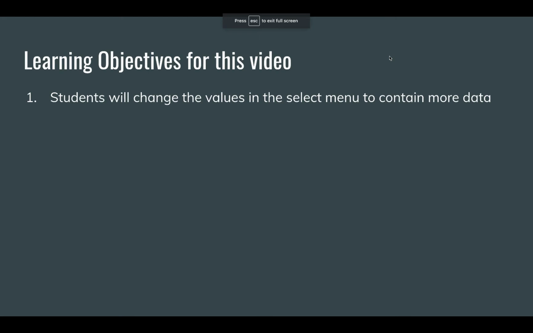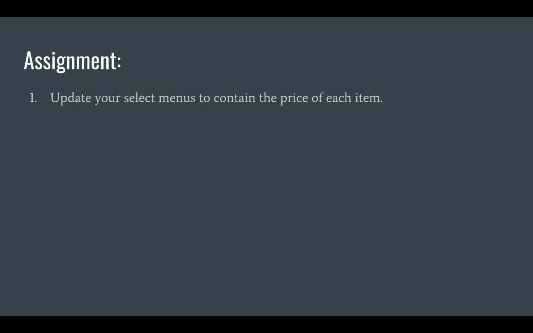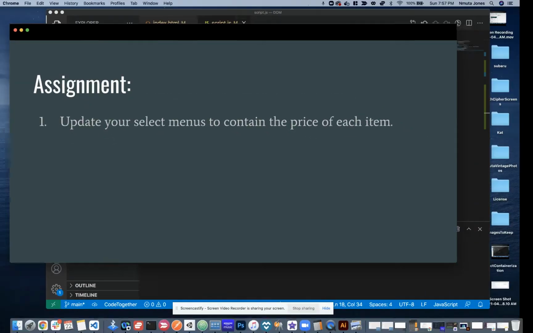The learning objectives for this video: students should be able to change the values in the select menu to contain more data. And if you're doing this as an assignment, really what you're doing is you're updating your select menus to contain the price of each item. So it's not just enough to know that you want groundnut soup or egusi soup. You need to also know the price. This is a restaurant, we're ordering. So at the very least, you need to know the price. And that's what we're updating here.